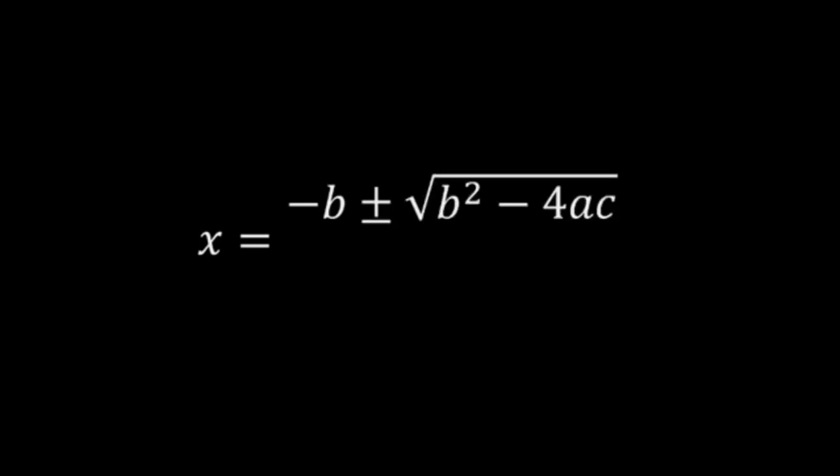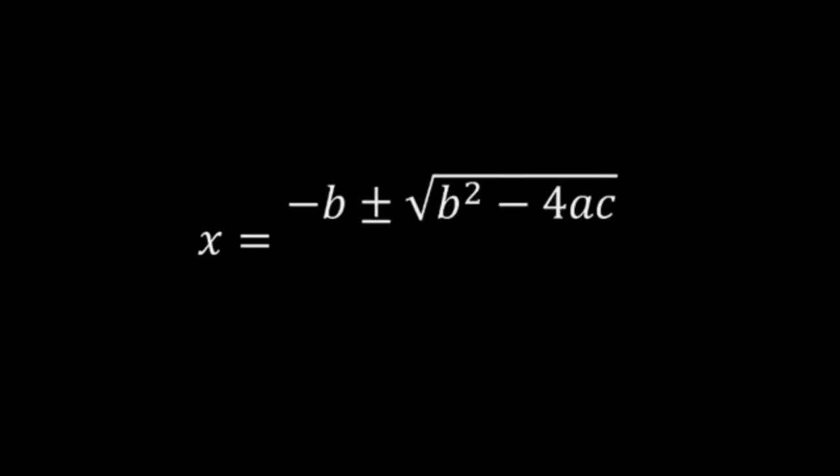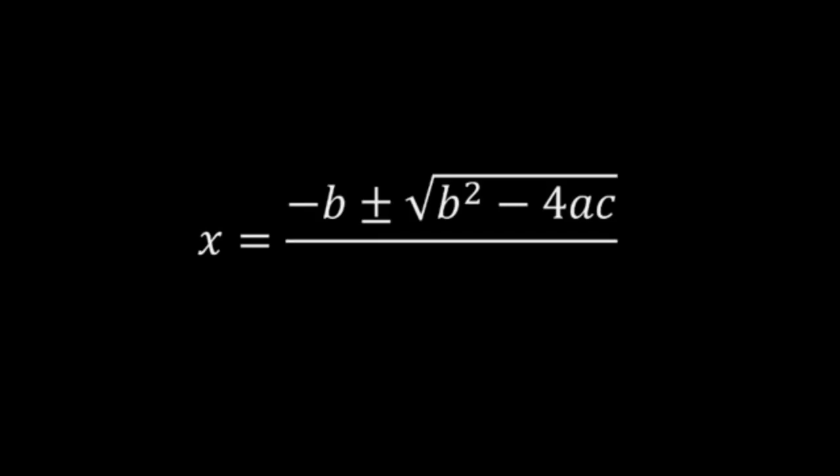X is equal to negative b plus or minus the square root of b squared minus 4ac all over 2a. X is equal to negative b plus or minus the square root of b squared minus 4ac all over 2a. X is equal to negative b plus or minus the square root of b squared minus 4ac all over 2a.